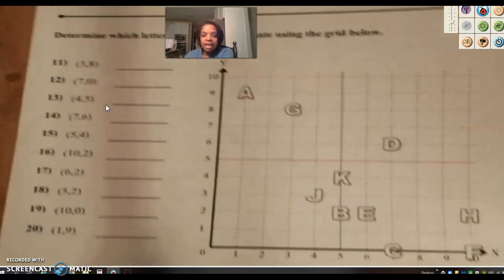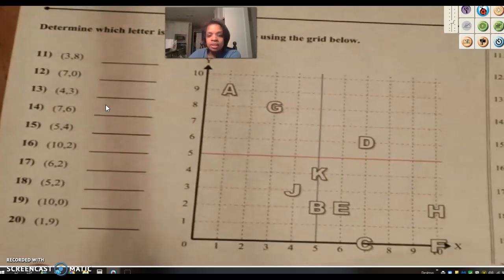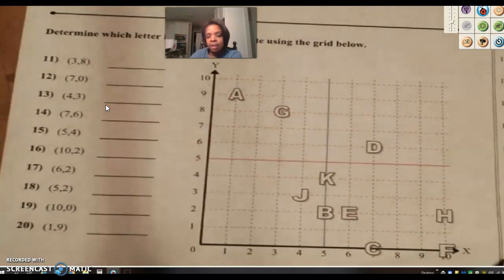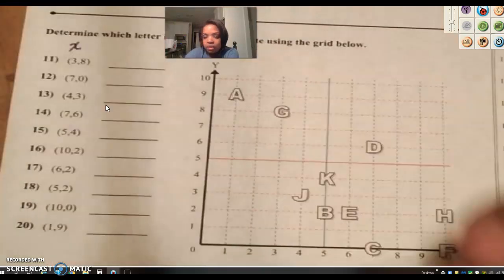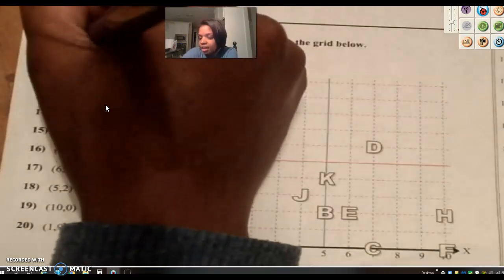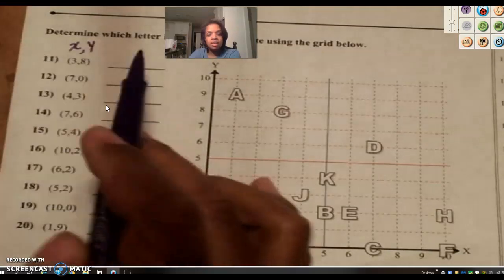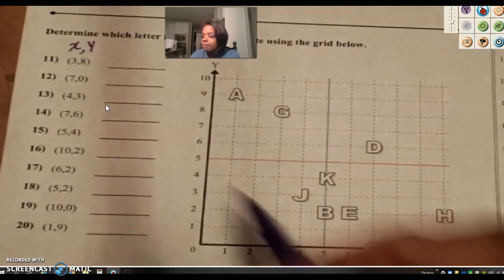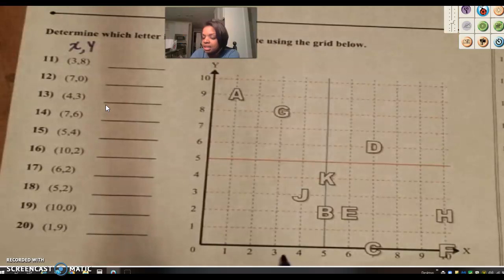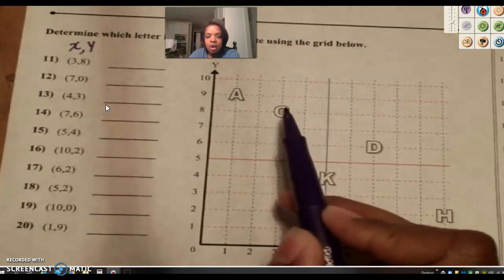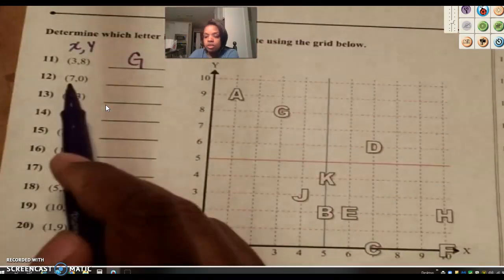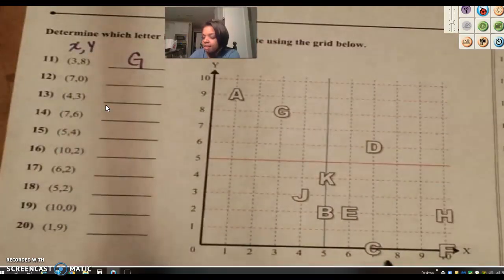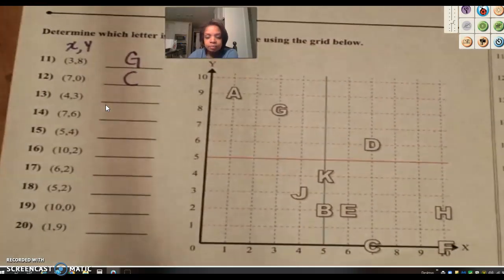All right, so now we had to do the opposite. We had to list what was at these ordered pairs. I noticed that X is always first, and then Y. So I'm just going to put an X and a Y at the top to help remember that. If I have 3, that means I slide over 3, and I go up 8, and that would be the letter G. For 7, I'm going to go over 7, and up 0, that's the letter C.